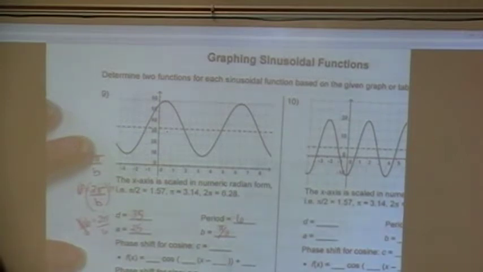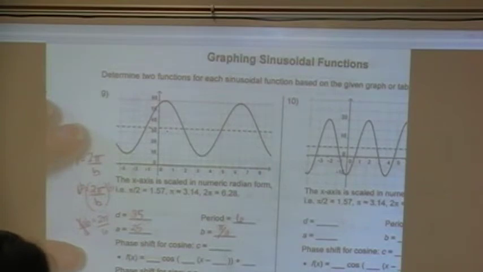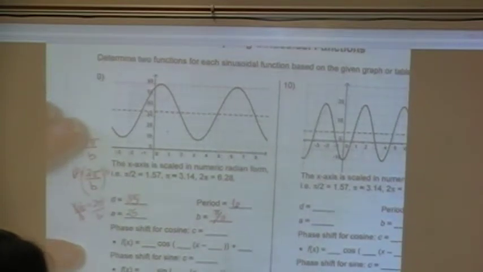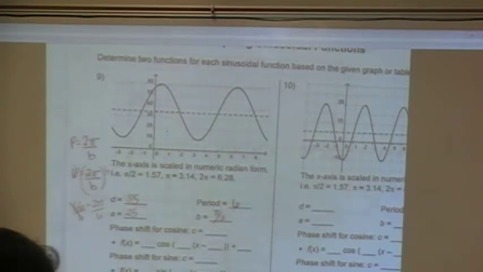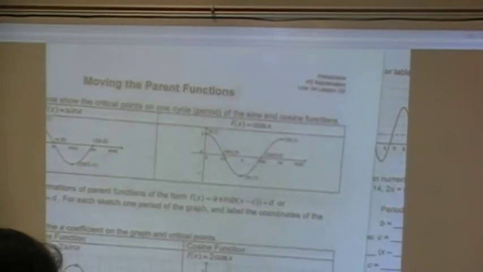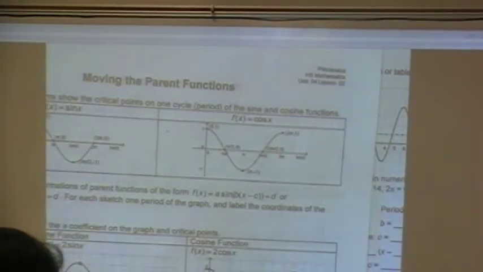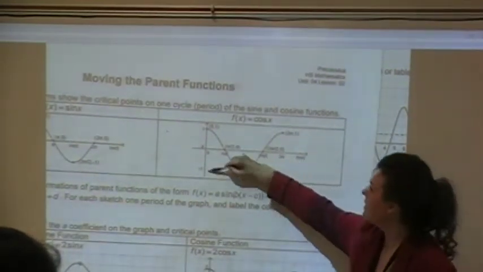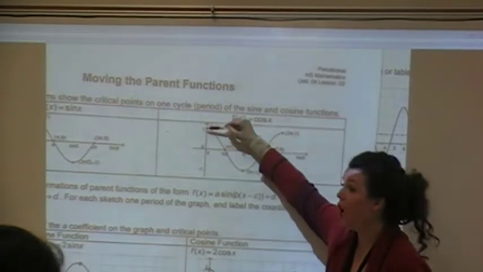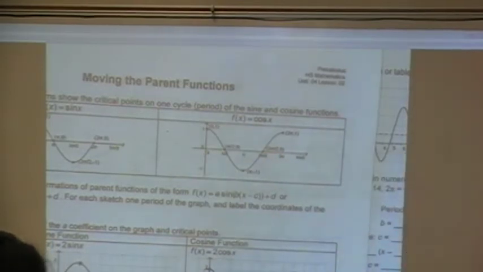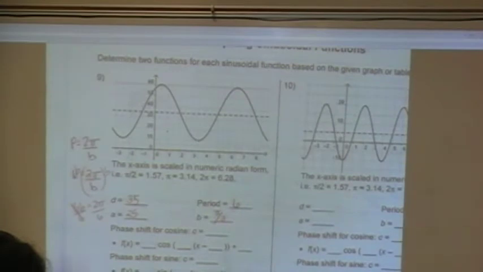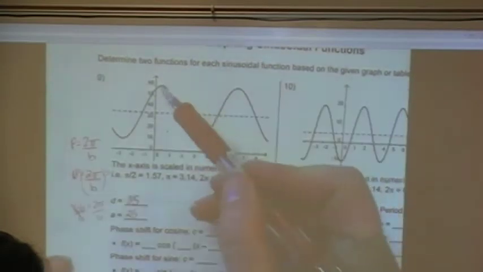Okay, so now I have to figure out my phase shift for cosine first. So cosine usually, when we look at the cosine parent function, there's my cosine parent function, it starts on a peak on the y-axis. Peak on the y-axis. Well, this one, is my peak on the y-axis? No, it's been shifted over.